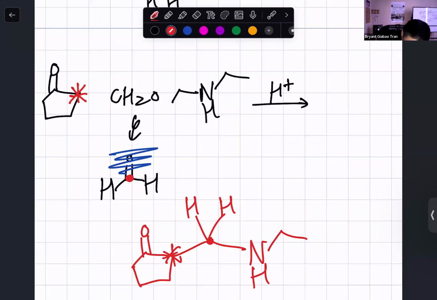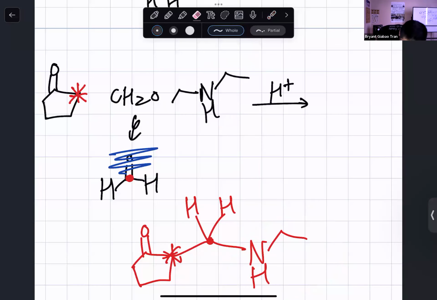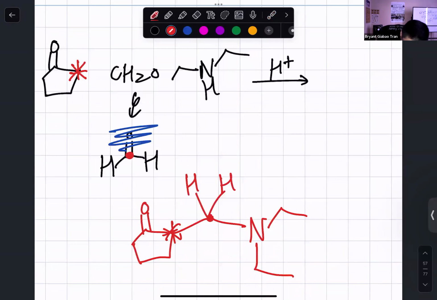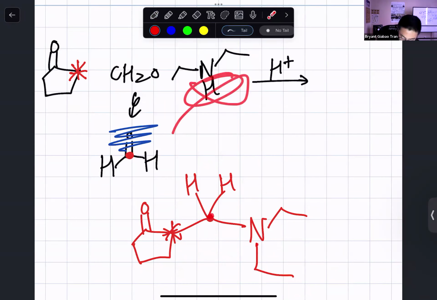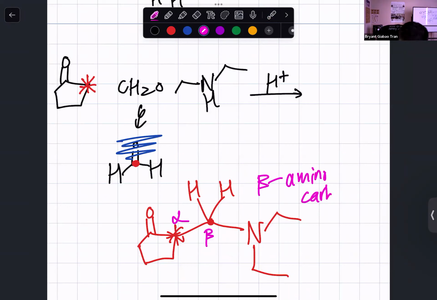Like that, right? This is the amine right here that connected to this dot minus one hydrogen. It does not have that hydrogen anymore, like that. Right? And this is our beta aminocarbonyl. And that's how we can make sure that we have the right answer.